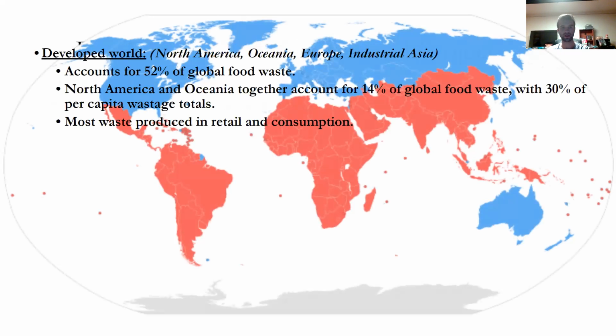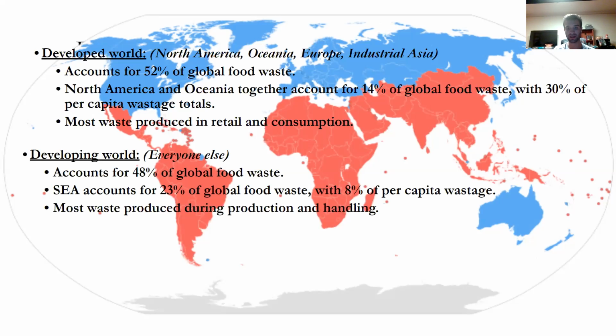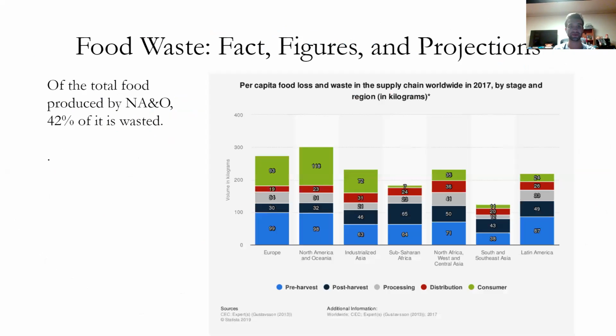And so in the developed world, we account for 52% of global food waste. North America and Oceania together account for 14% of global food waste, with 30% of per capita wastage totals. And most of the waste is produced in the retail and consumption area. In the developing world, which is all the spots in red, that's 48% of the global food waste. I believe that means Southeast Asia, not entirely sure what SEA is, but it accounts for 23% of global food waste, with 8% of per capita wastage. And most of this is produced during the production and handling part.